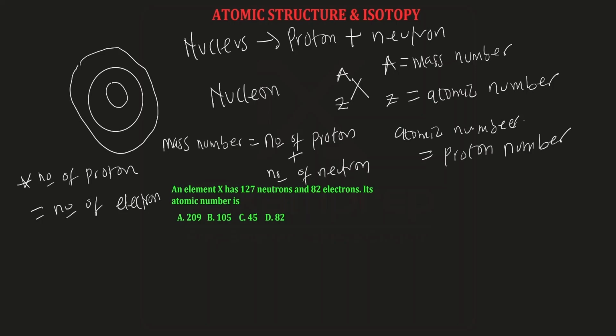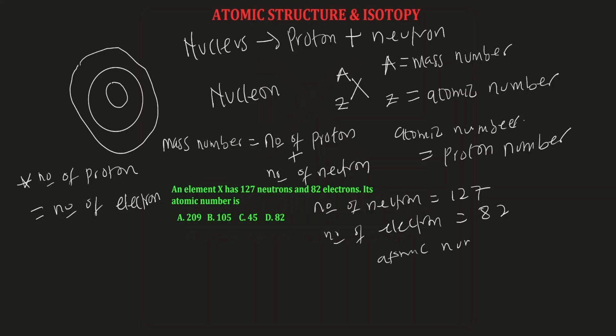Now let's consider this question to buttress what we have just mentioned. This question says that an element X has 127 neutrons and 82 electrons. So the number of neutrons is 127 and the number of electrons is equal to 82. We have to look for its atomic number. I said earlier that another name for atomic number is proton number.